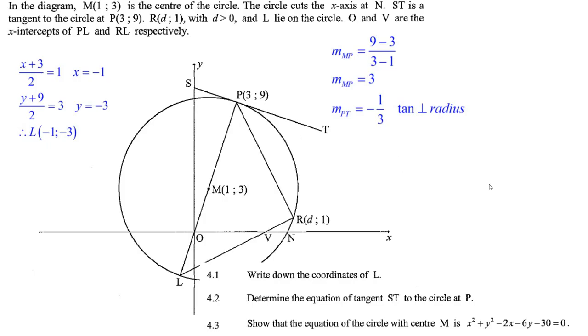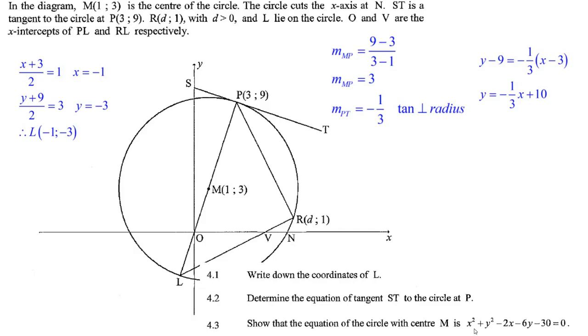Okay, and then we just use that point and put it into the formula. The gradient is -1 over 3. Then we put in the x value of 3 and the y value of 9. We get -1/3 x. -1/3 times -3 is 1. We add the 9, we get 10. There's the equation of the tangent ST, not PT. It's ST to the circle at P.